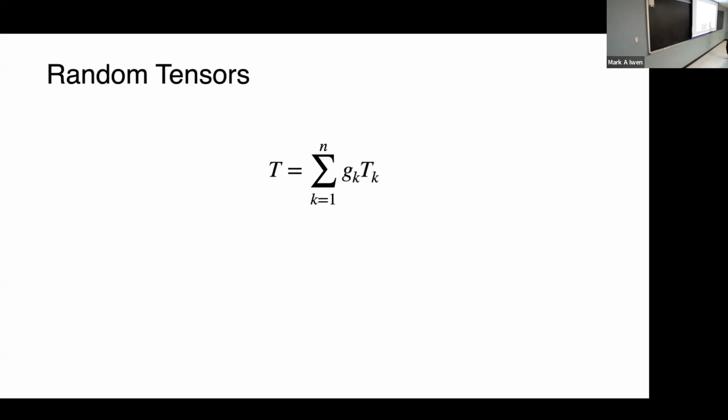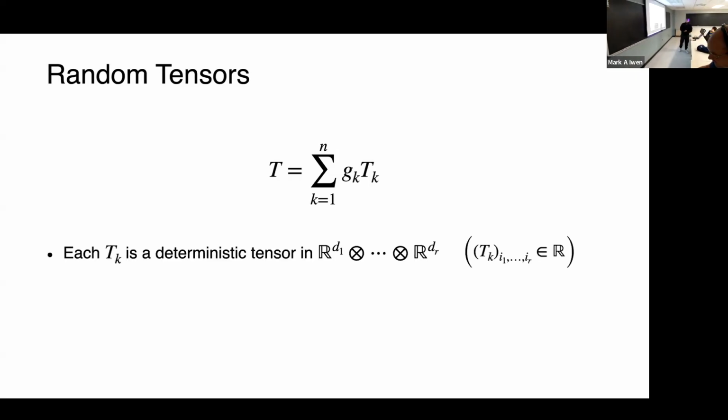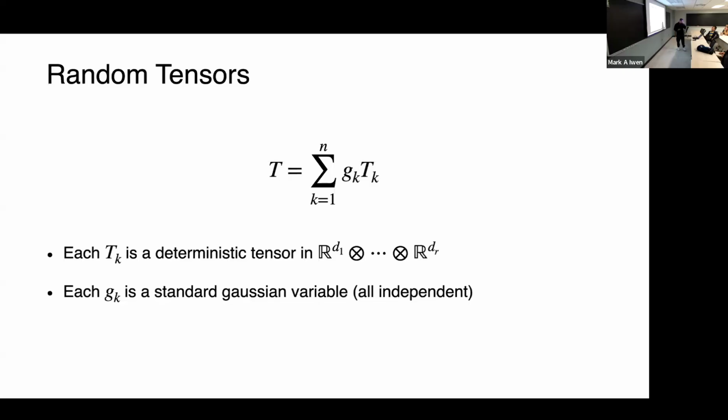Cool. So the main characters of today are random tensors of the following form. I'll take T to be a tensor of the following form, and I'll call this a Gaussian random tensor because the G's will be Gaussians. Here T_k is a deterministic tensor living in this tensor space, so it can be indexed by real values. Each G_k is a standard Gaussian random variable, and they'll be independent. Throughout, we'll use R to denote the order of these tensors and the random tensor. So this will be a Gaussian random tensor.